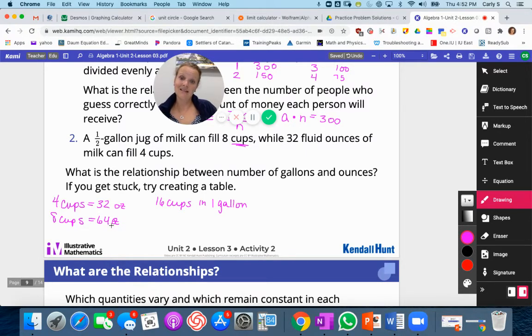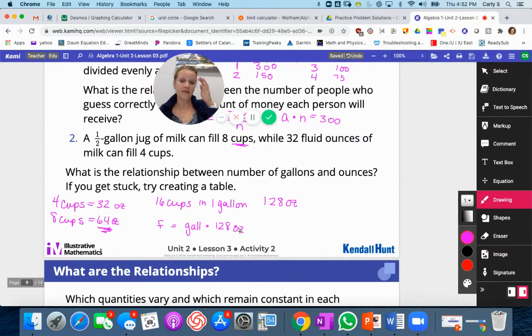I asked Alexa how many cups in a gallon, and she told me there's 16 cups in 1 gallon. So if I double 8, I get 16. So I've got 16 cups in 1 gallon equals 128 ounces. I just doubled that one, right? So if I multiply the number of gallons, fluid ounces equals the number of gallons times 128 ounces.